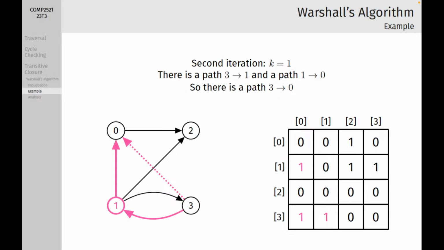All right, what else do we know? Well, we also notice that there is a path from 3 to 1 and a path from 1 to 2. So that tells us that there's a path from 3 to 2. Okay? So we set this cell over here to 1. There's also one more thing that we notice. There's a path from 3 to 1, and then a path from 1 to 3. So that tells us that there is a path from 3 to itself, right? So we set this cell of the matrix to 1. All right, so that's the second iteration.